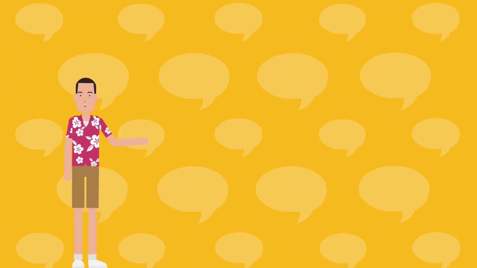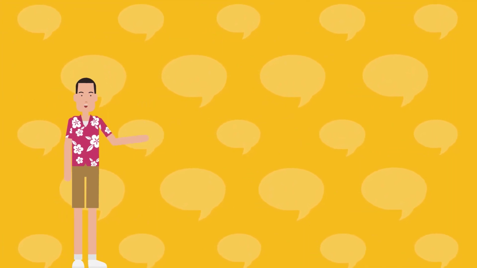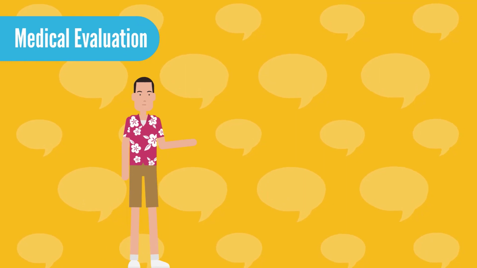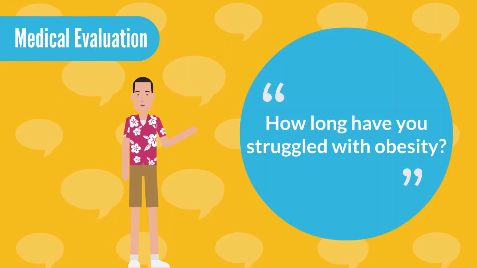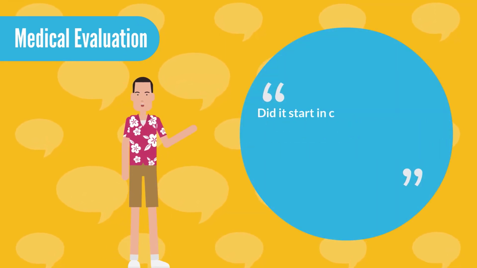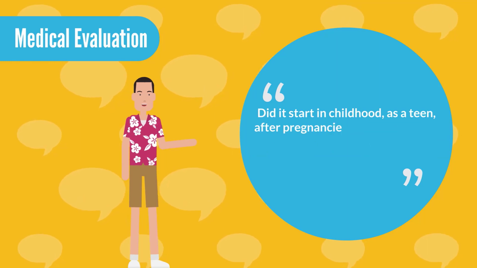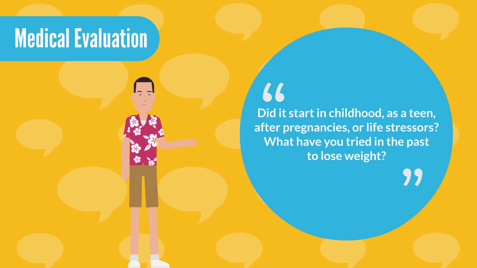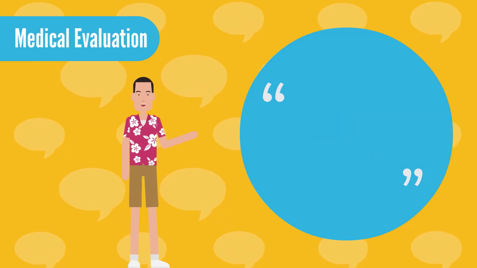When seeing a patient in the office who is interested and willing to talk about obesity, open-ended questions and allowing them to tell their story can be helpful. How long have you struggled with obesity? Did it start in childhood, as a teen, after pregnancies or life stressors? What have you tried in the past to lose weight? Sometimes asking permission to show them the weight curve in the electronic medical record over the past 10 to 15 years, if available, can be helpful for them to tell their story.